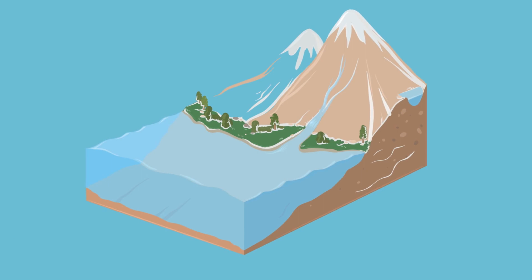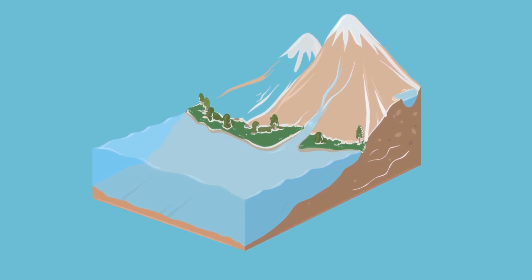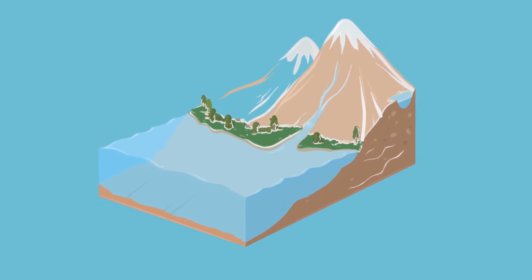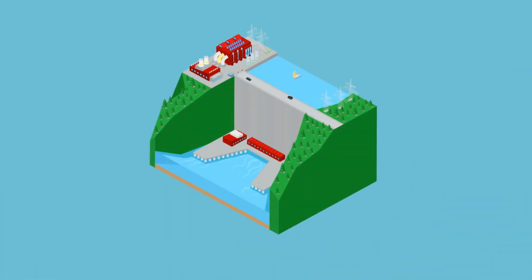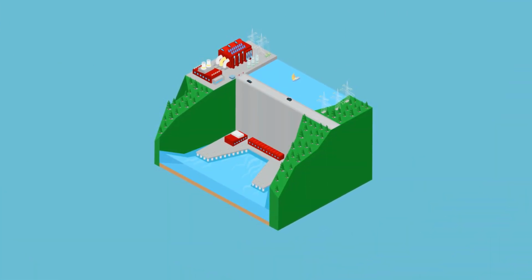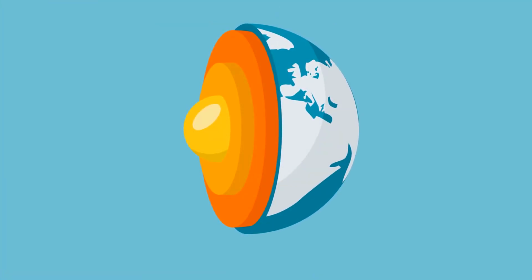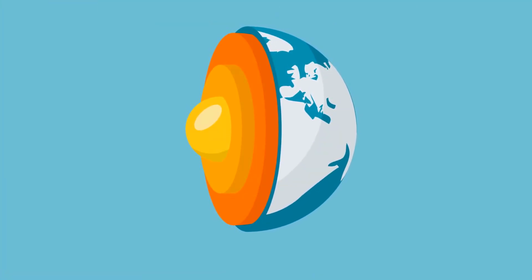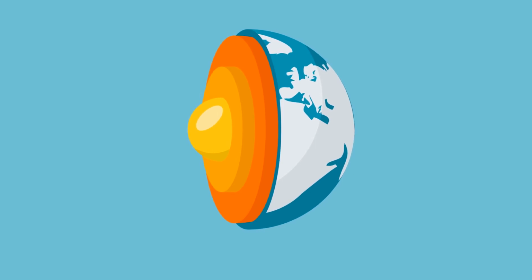Hydropower is obtained by harnessing the movement of water in rivers or oceans. Water turbines convert the movement of water into electricity. Geothermal energy, on the other hand, comes from the Earth's interior and is used to generate electricity or heat buildings.